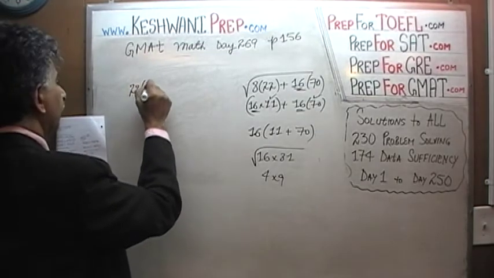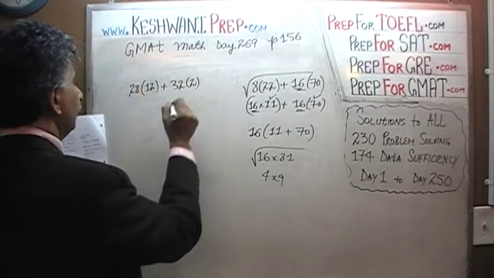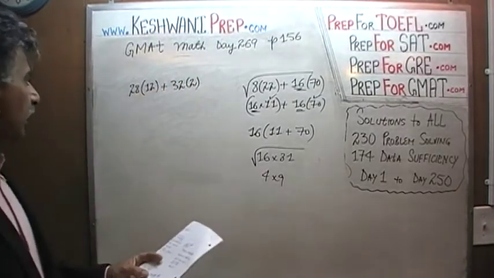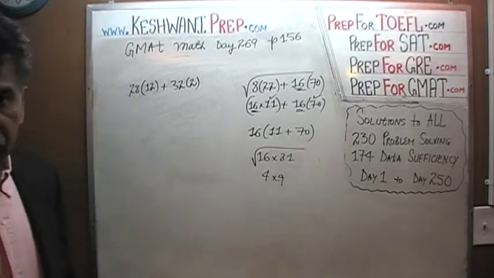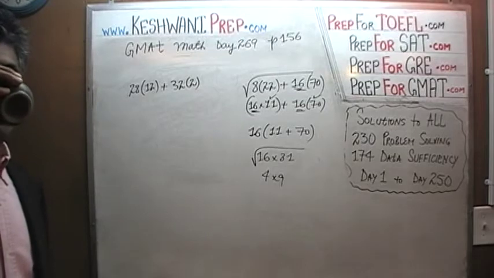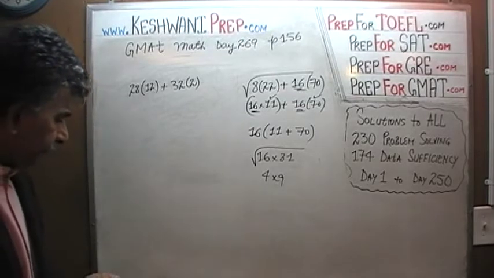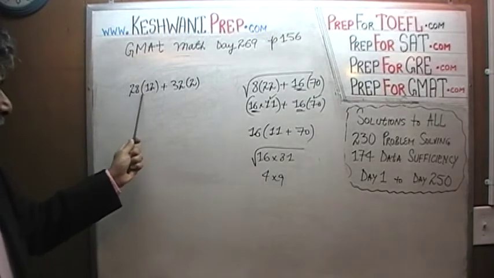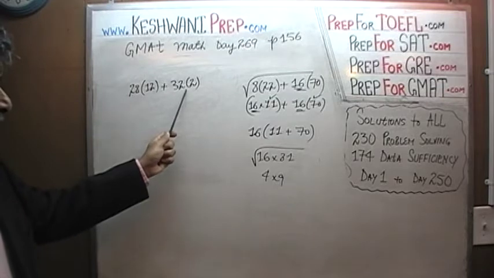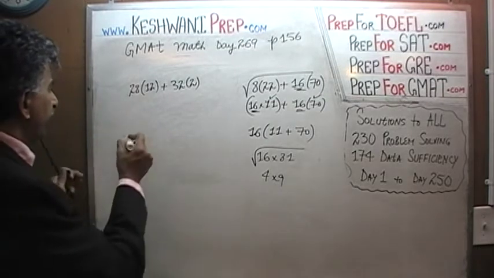28 times 12 plus 32 times 2. Now this is the challenge. Pause the video, do it yourself, see what you can do. This is the challenge because we see 64 here. There is no way we can get 64 out of here. So 64 is not going to work. Somehow we have to get a different number. Let's see what we can do if we can break it up.